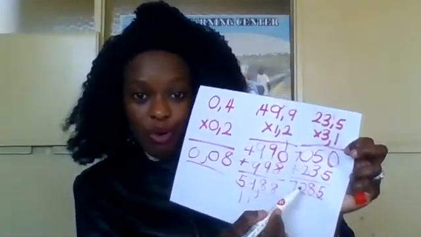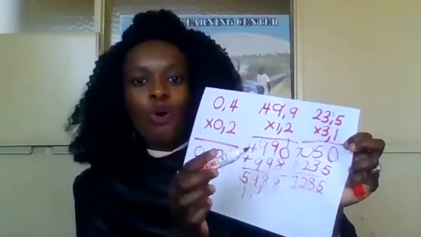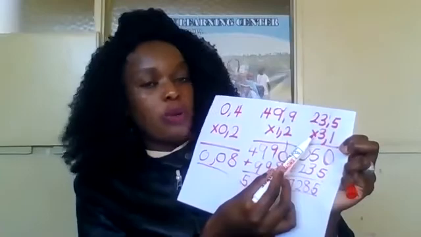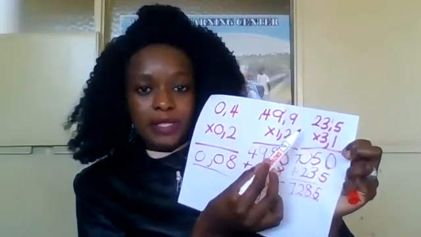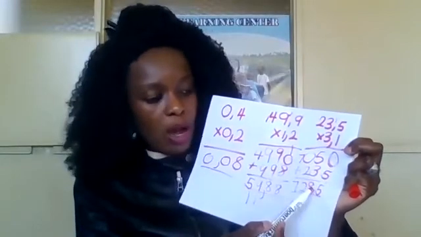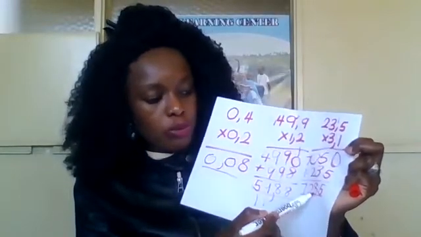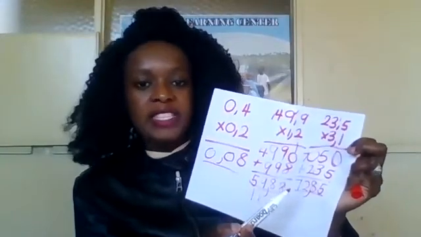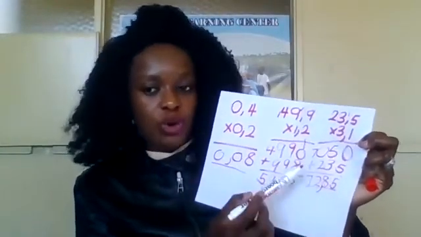This answer is wrong. Why? Because there is no comma. So we go back to our question and we ask, how many numbers after the comma? We have 1, 2. Two numbers after the comma, we count 1, 2. Then we put our comma. Our answer becomes 72,85. I hope you managed to understand this one.